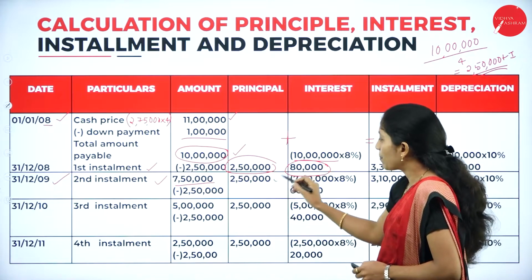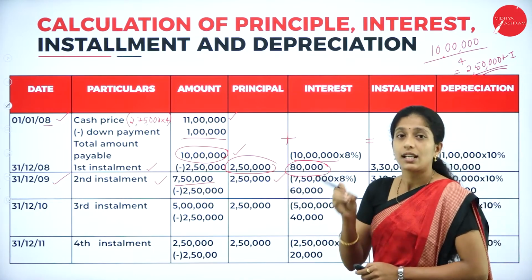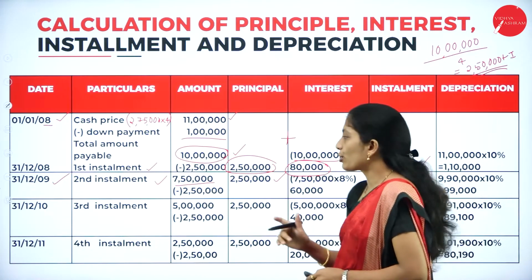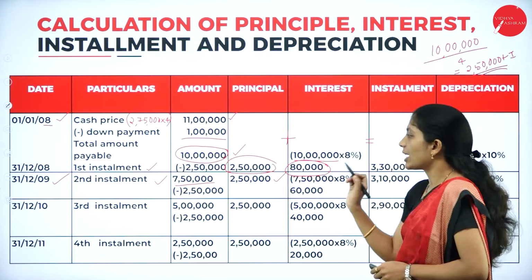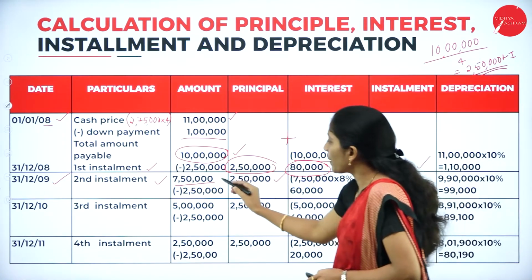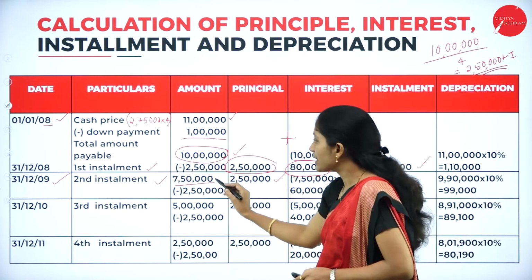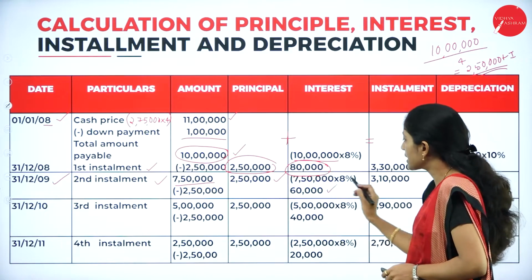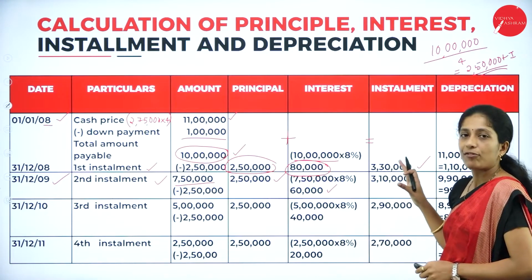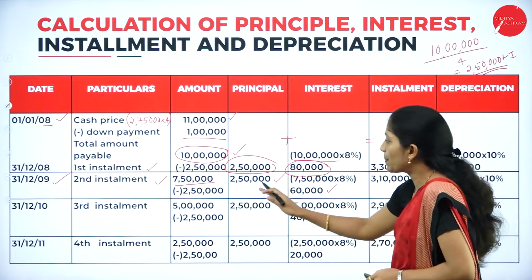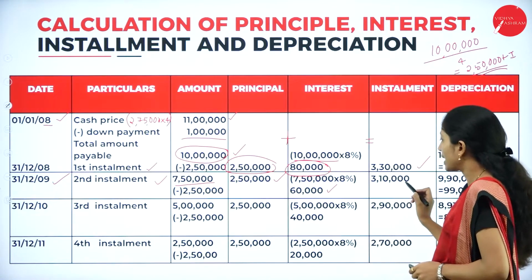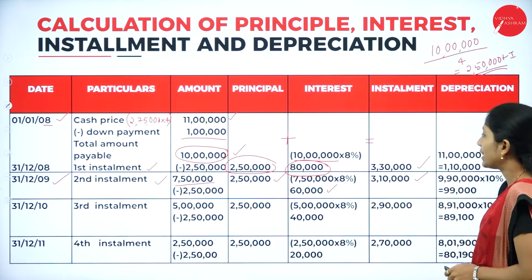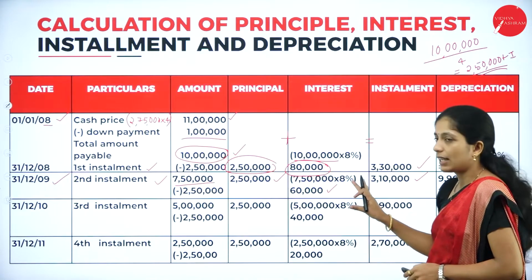Now we know our principal amount is 2,50,000 because in each equal installment we are going to pay that. So second year principal amount is also 2,50,000, plus interest. Now how to calculate interest? The amount payable in the second year is how much? 7,50,000. 7,50,000 into 8%, we'll get 60,000. Now we have to calculate the second year installment. That is principal plus interest, 2,50,000 plus 60,000. So we'll get 3,10,000. Hope you are clear with the second year.